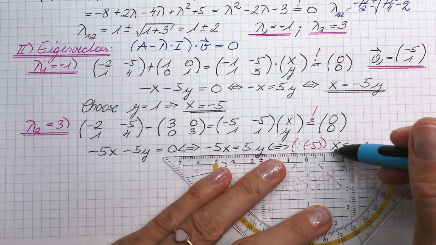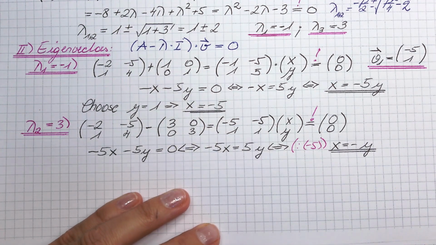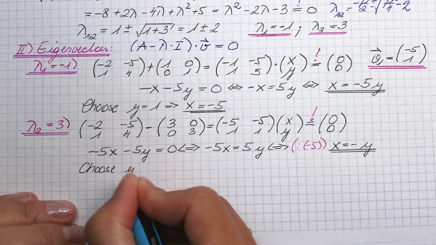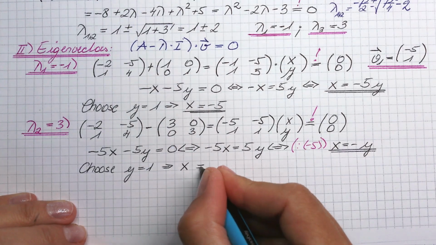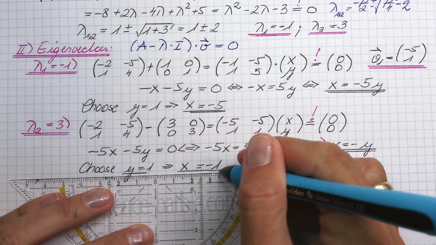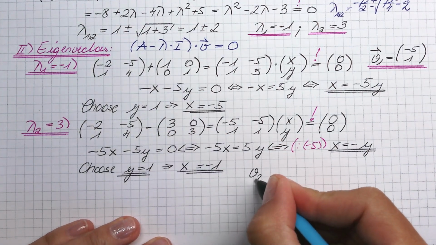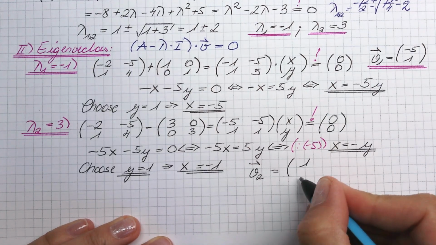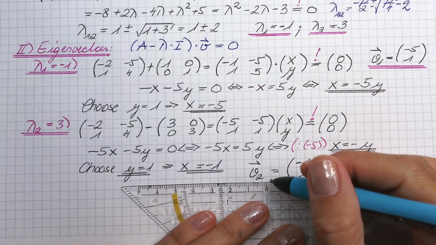Okay, again, no need to do the same for the second row because we see it's linearly dependent on the first row. Now again, we choose y to be 1, okay, then x equals minus 1. Now we got the two values of the second eigenvector here, and therefore our second eigenvector v2 equals minus 1 and 1, and that's the second eigenvector.